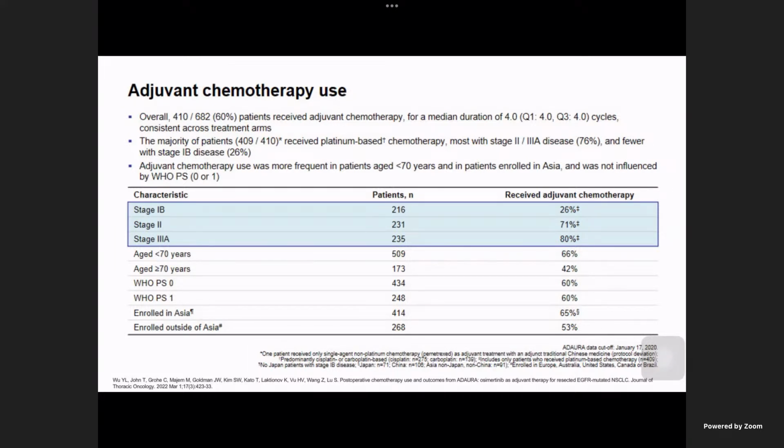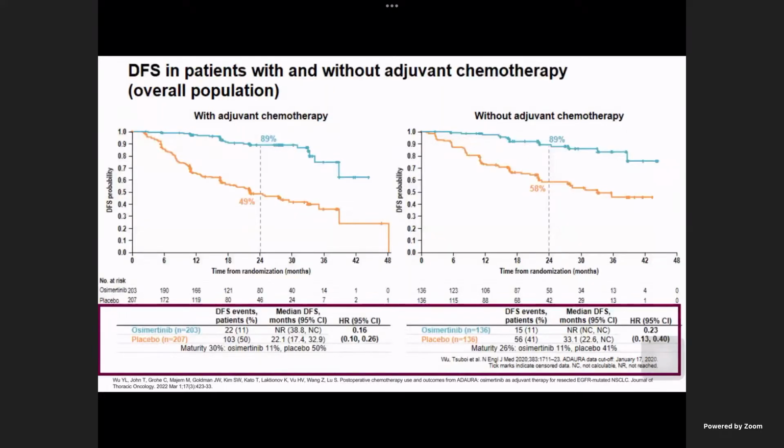So again, whether the patients who received chemotherapy, whether the benefit was there in these patients who were already treated with chemotherapy, or it was there only in the chemo-naive patients. The majority of patients, as the stage advanced, obviously 80% of patients in stage 3 had received chemotherapy. So if we compare the DFS in the patients with or without adjuvant chemotherapy in the overall population, yes, with adjuvant chemotherapy, the benefit seems to be more.